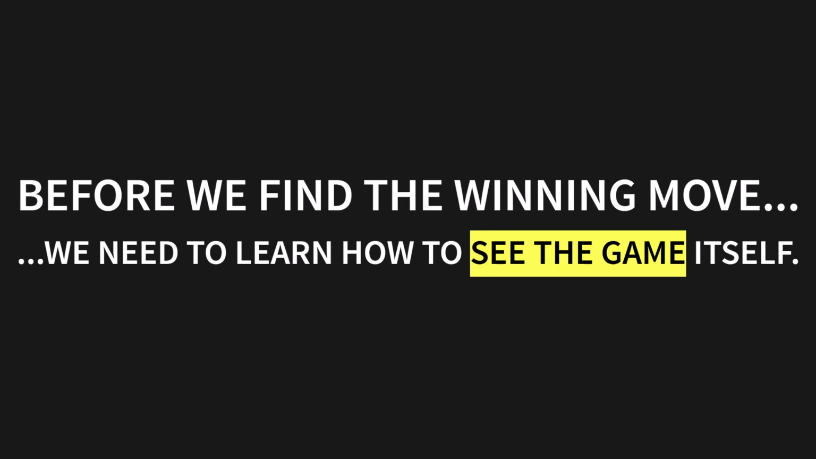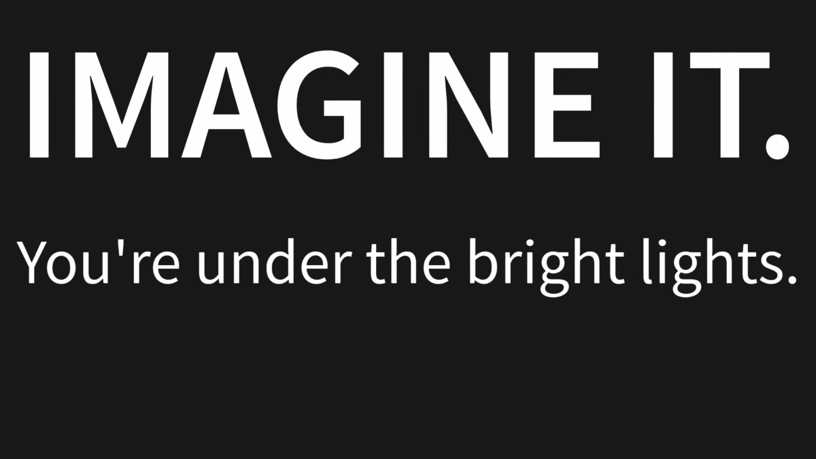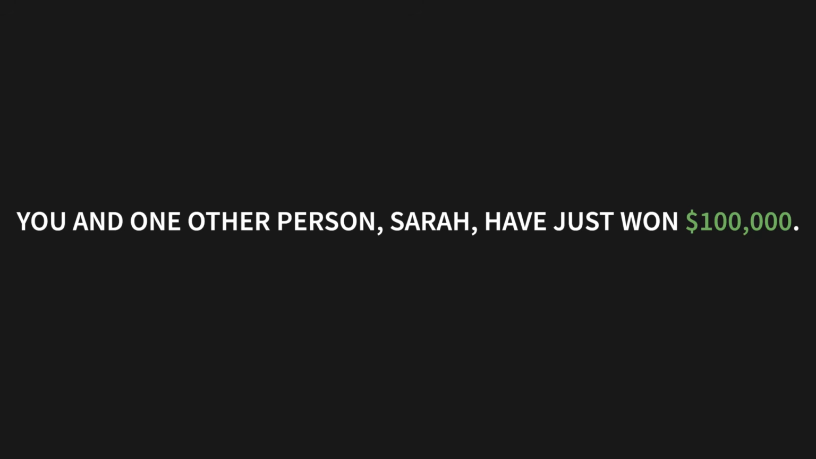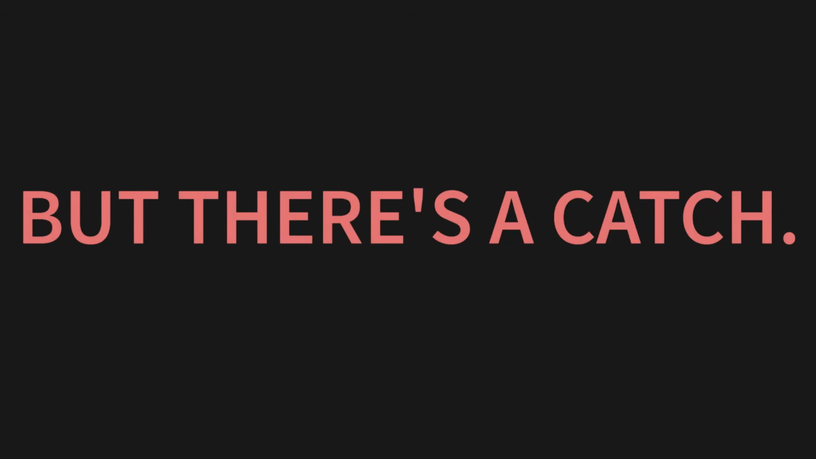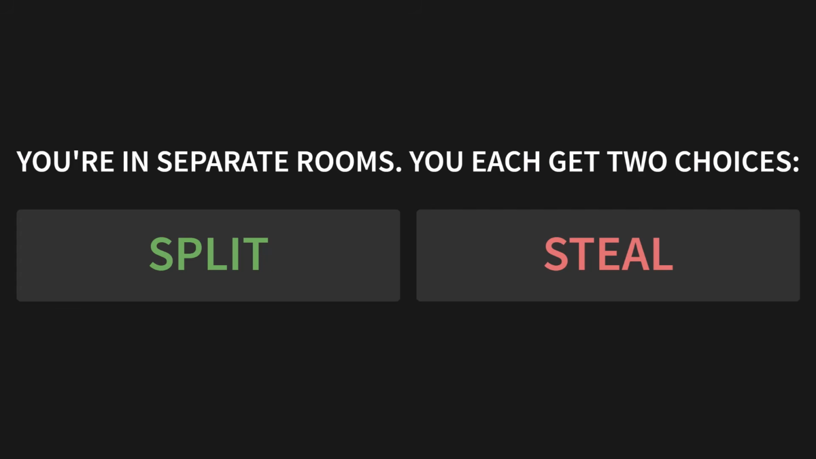All right, before we can even find the winning move, we need to learn how to see the game itself. And to do that, we're going on a game show. Imagine it. You're under the bright lights. The audience is roaring. You and one other person, Sarah, have just won $100,000. But there's a catch. You're in separate rooms, you can't communicate, and you each get two choices: split or steal.